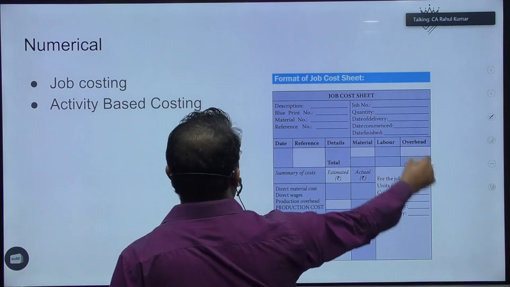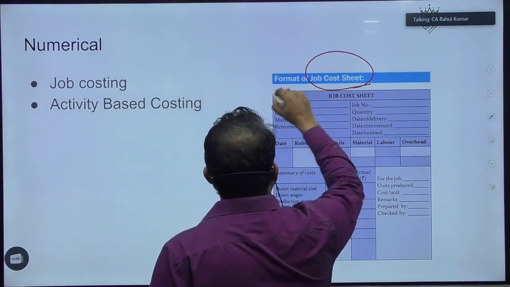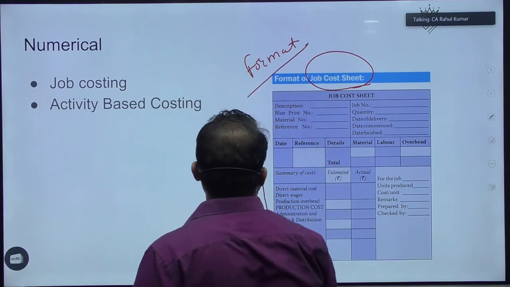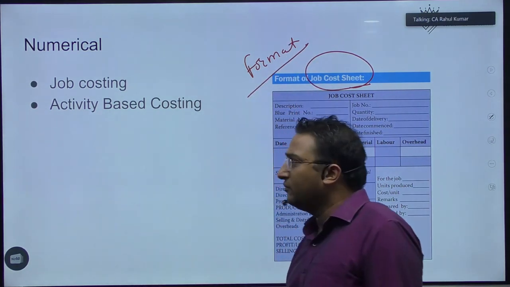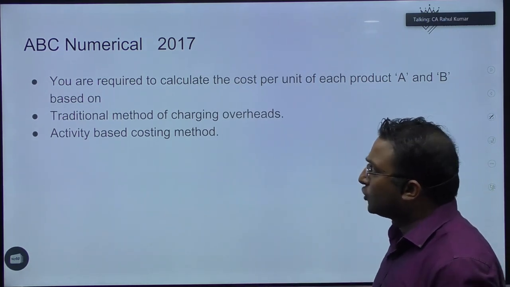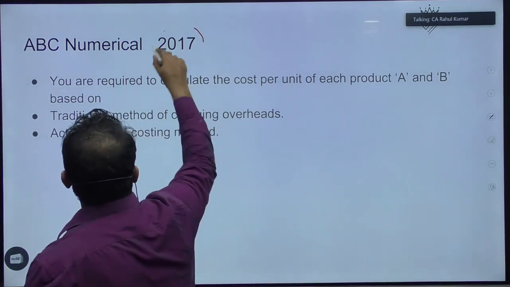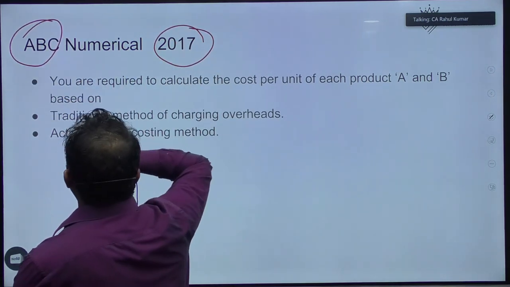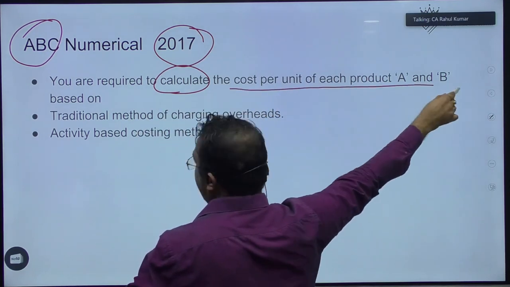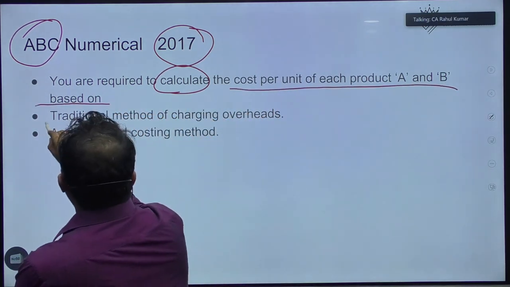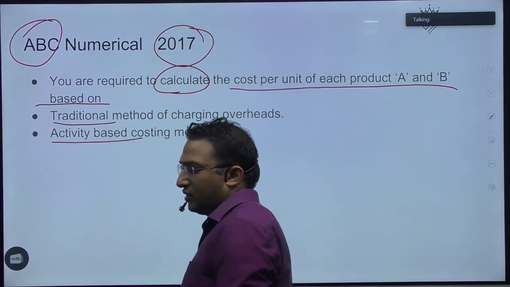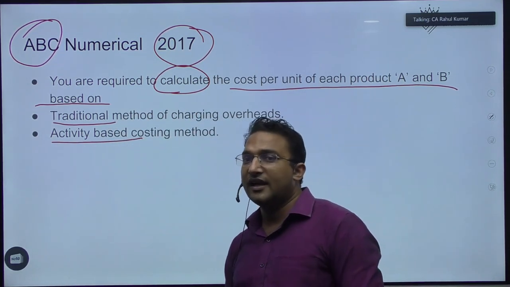This is job costing, the job cost sheet. This format you should make yourself by hand. You should practice some questions from here, right? In 2017, a numerical question came on ABC costing, where you have to calculate the cost per unit of each product A and B based on the traditional method of charging overhead and the activity-based costing method. So this type of question they are asking.